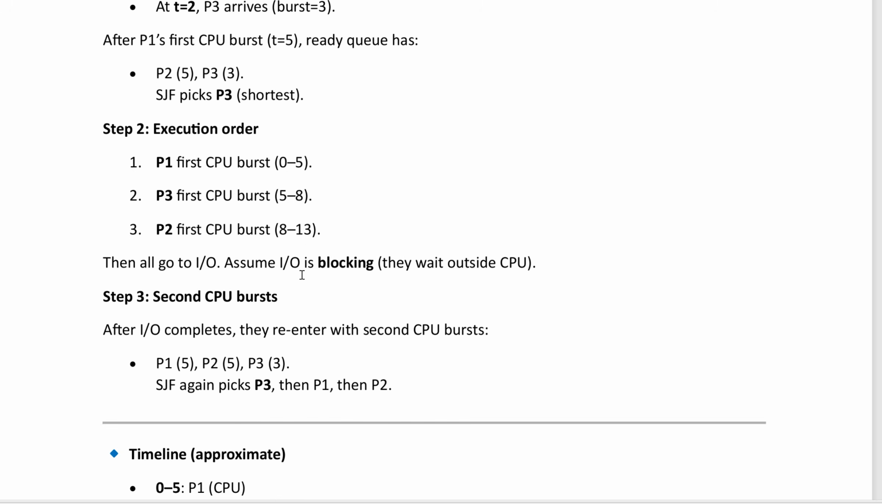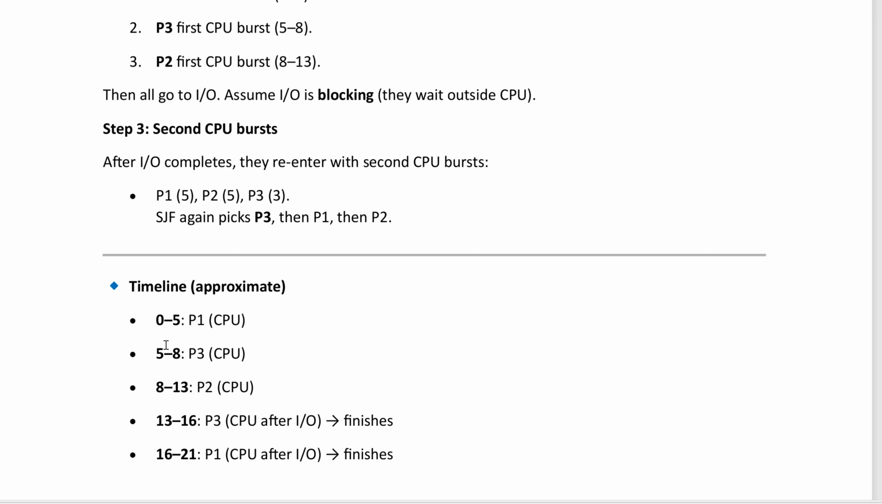Right. So the timeline will be 0 to 5, that is P1. Then P3 for 3 units of burst time. Then 8 to 13, that is P2, which has a burst time of 5. Then 13 to 16, CPU after IO finishes.